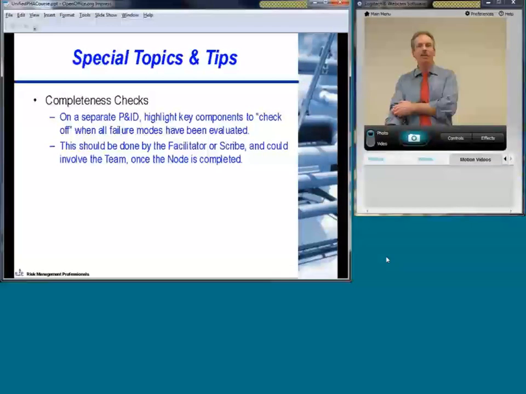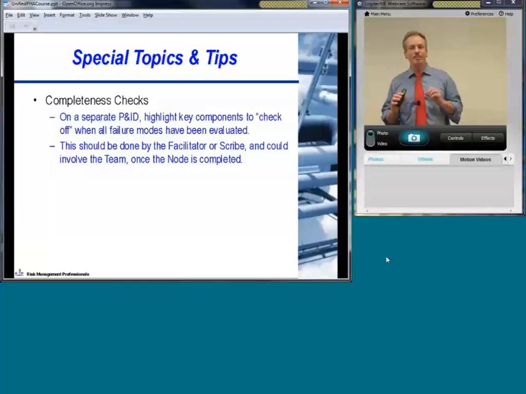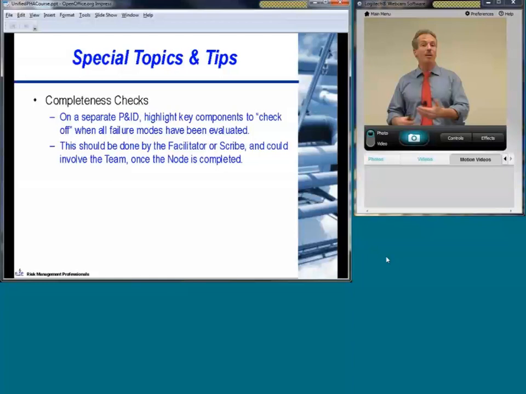Completeness checks. This is something I like to do when I do a HAZOP study. Even though up front we use a highlighter, define the node, and then we use that to explain it to the team, and then we go through on a cause-by-cause basis to do the HAZOP study. On a separate P&ID, I'll usually leave it blank, and after we do all the deviations associated with a piece of equipment, I'll usually check it off, and at the end of it, I'll usually involve the team, I'll review the entire node with the team, re-highlight the node just to make sure that there's a complete job done and that we've picked up all readily identifiable failure modes associated with equipment. Again, that's a key thing in terms of verifying that you've done a quality job for a HAZOP study.